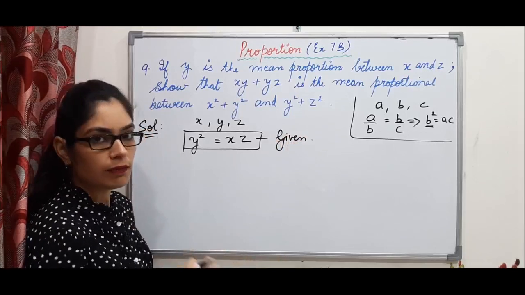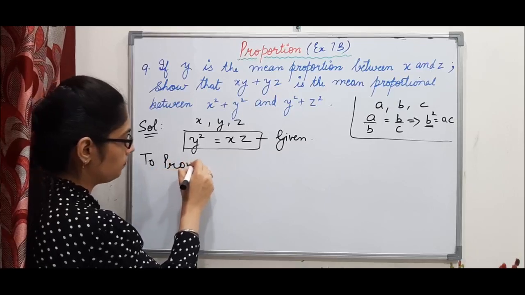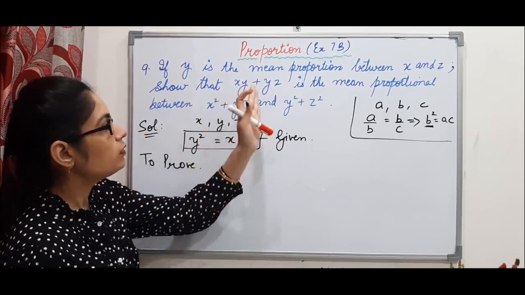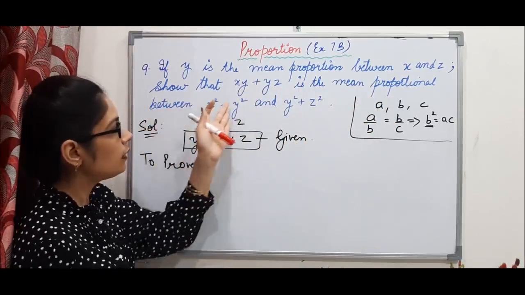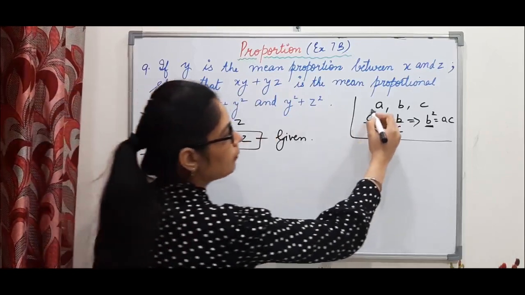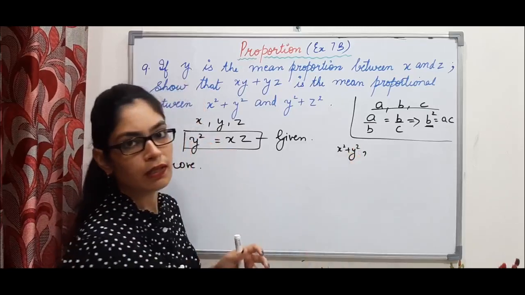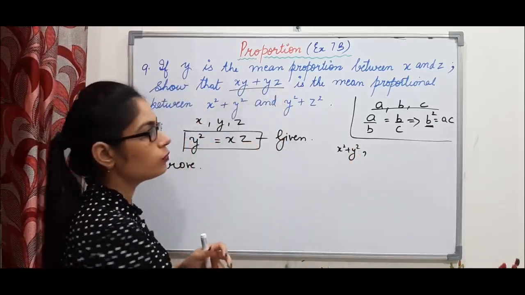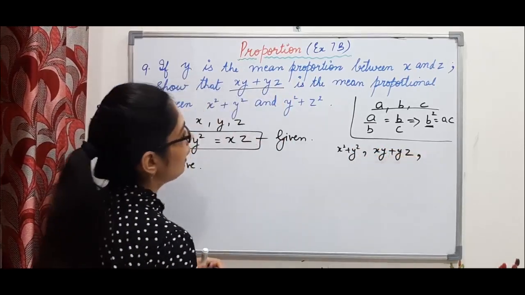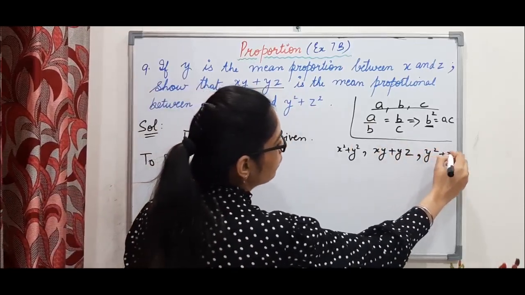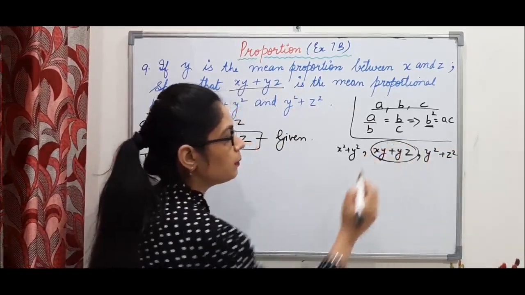Now the given part we have understood. Let's see what we have to prove or show. Show that xy plus yz is the mean proportion. So this is the mean between these two. So now my a, b, c: a is x square plus y square, and the mean will come in the middle. This is the thing we have to prove as the mean, so in place of b we will write xy plus yz, and as c, y square plus z square. So these three terms are there, and this is the mean proportional we have to show.